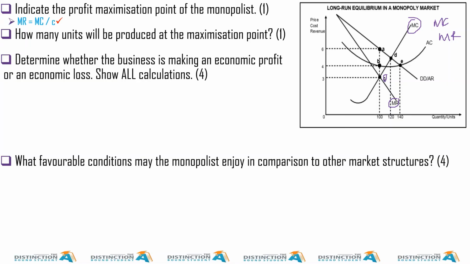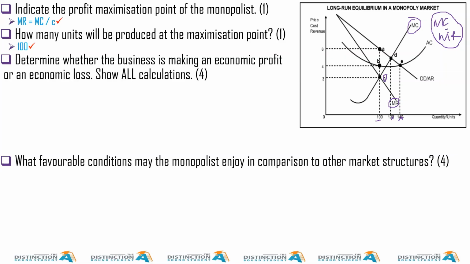How many units? Okay, so if it's this, so it's 100. It can't be 120, it can't be 140, because this is our profit maximizing output. If you produce 120, you don't maximize your profits. Produce 140, you don't maximize. Produce 100, you maximize. Why? Because you're applying the rule, which says you must produce where MC is equal to MR.